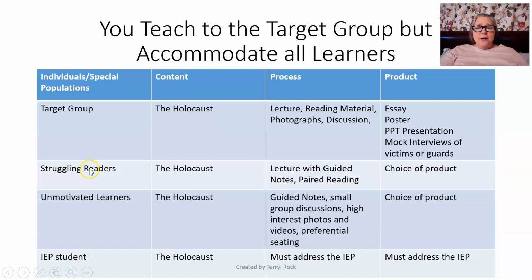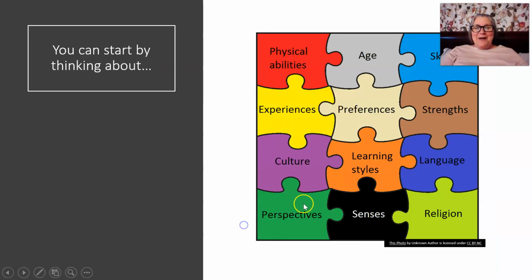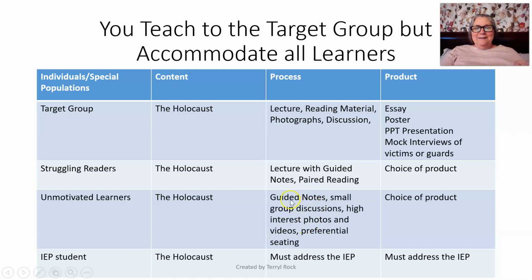But my struggling readers probably are going to need lecture with guided notes and maybe some paired reading. My unmotivated learners are going to need guided notes as well, and small group discussions to keep them motivated, more high interest photos and videos, some preferential seating. My IEP student, I need to do any number of things, but also make sure that I address the IEP.